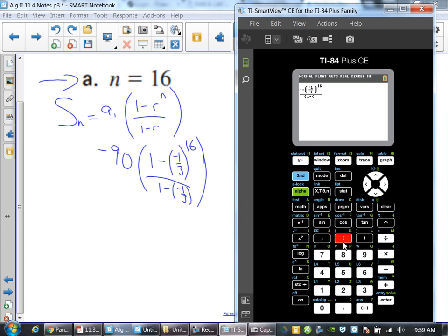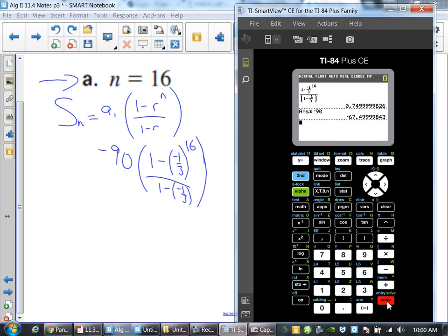It's a really long term. Negative 90. Now, I noticed that I forgot to put in the times negative 90, so I'll just press enter and then multiply it by negative 90 here in a second. Negative 67 and a half. Yes, I came up with a fraction.